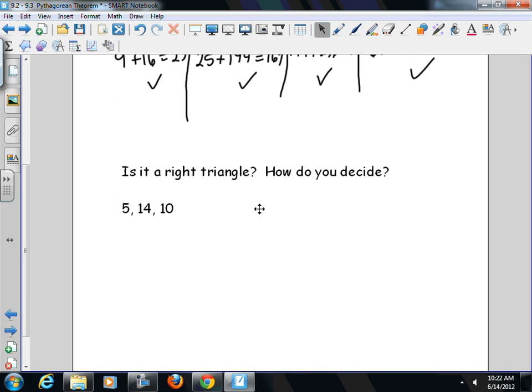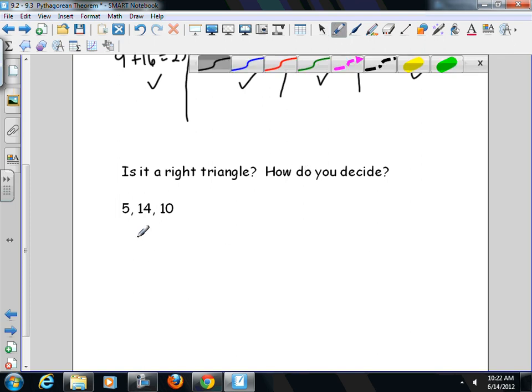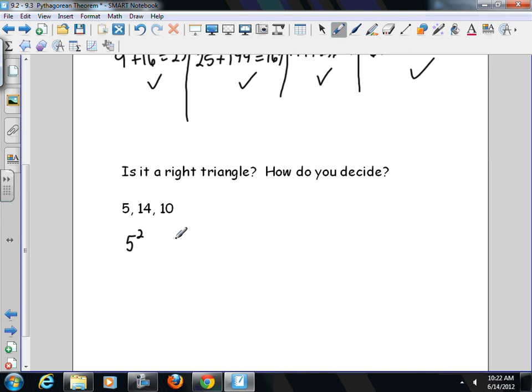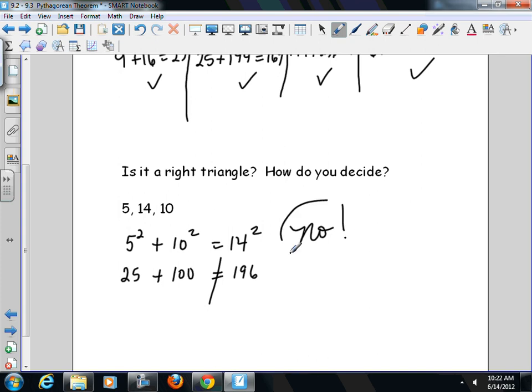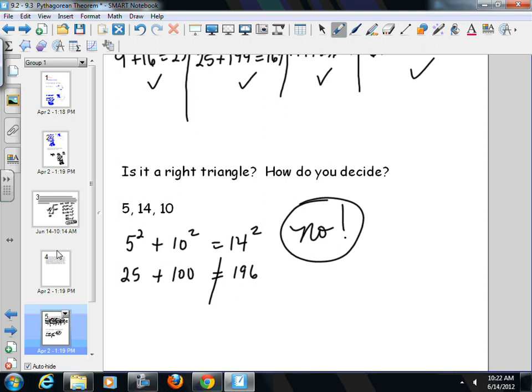Now, if you want to know if this is a right triangle, do these 3 numbers make a Pythagorean triple? Take the 2 smaller ones, square them, and add them together, and see, does it equal the larger number squared? Well, 5 squared is 25, 10 squared is 100, and 14 squared is 196. So is 25 plus 100 equal to 196? Absolutely not. So no, these sides don't make a right triangle. Moving on to the next page.